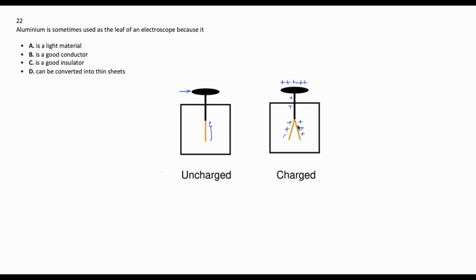Now, the reason why we use gold or sometimes aluminum here is because we need something that can conduct charges but can also be made into very, very thin sheets. There are many things that can conduct charges, but gold and aluminum are 2 materials that can be made into very, very thin sheets, thin enough to be able to detect very small charges. So the answer here is going to be D, because aluminum can be converted into thin sheets.